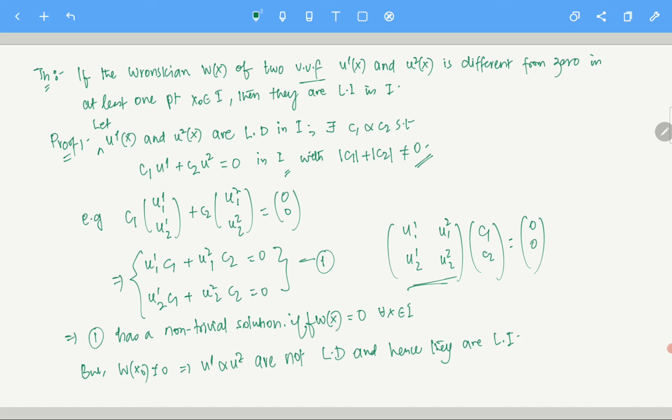So what does that say? It says that if C1, C2 are non-zero, there exists a non-trivial solution for this system. If there exists a non-trivial solution for this system, that means the Wronskian has to be 0 everywhere, right? But you know that there is a point x0 where the Wronskian is non-zero, so that will imply that the two functions are not linearly dependent, and hence they are linearly independent. I hope this proof is fine. It's a very easy proof. Okay, fine, so that's there.